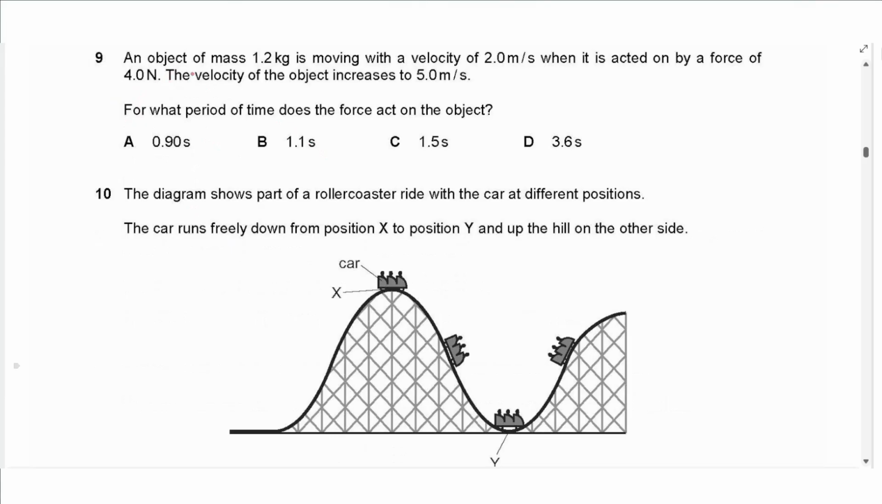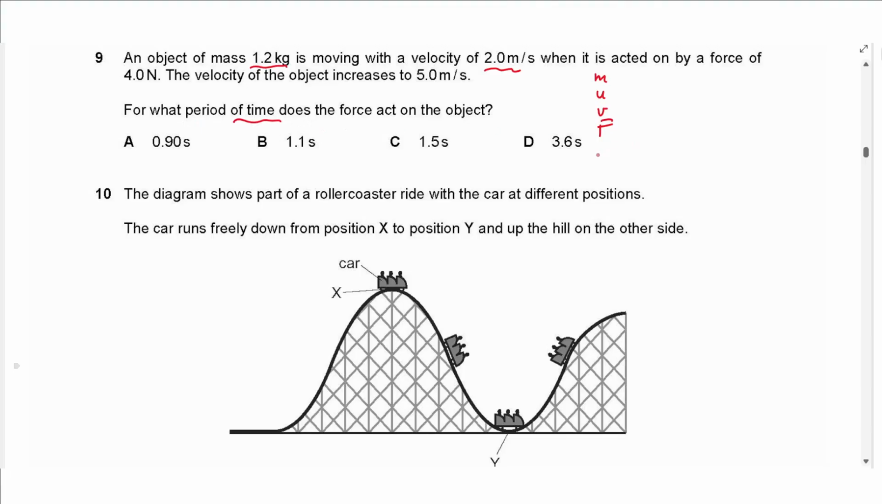Question 9 says, an object of mass 1.2 kilograms is moving with a velocity of 2 meters per second. When it is acted on by a force of 4 newtons, the velocity of the object increases to 5 meters per second. So we have mass, initial velocity, final velocity, and force. And we are required to know for how long the force acts.